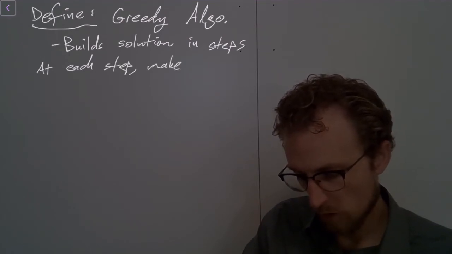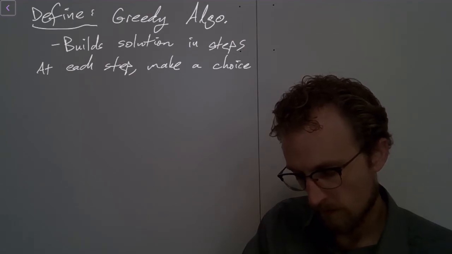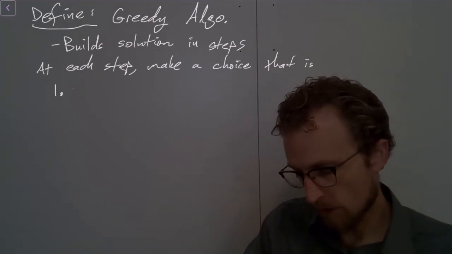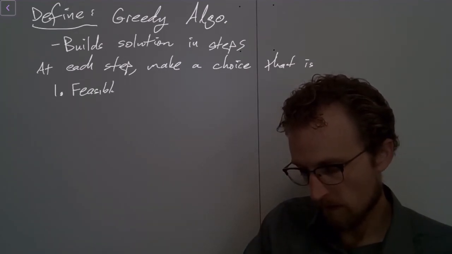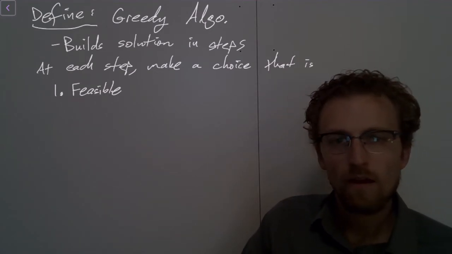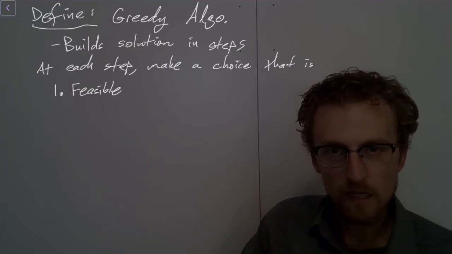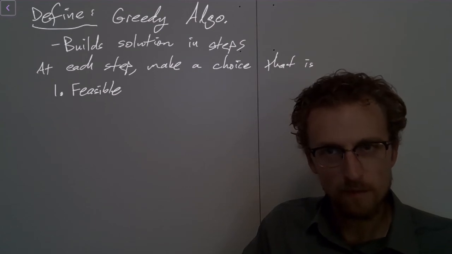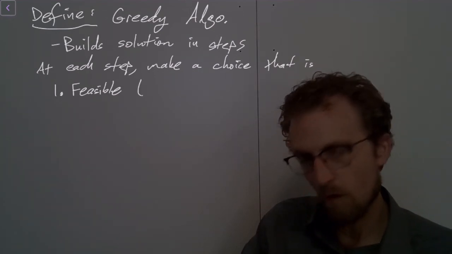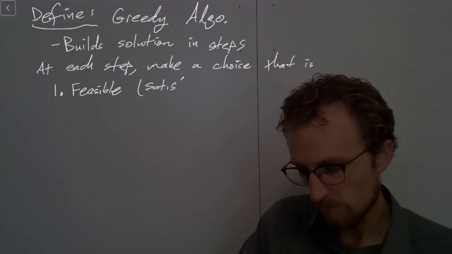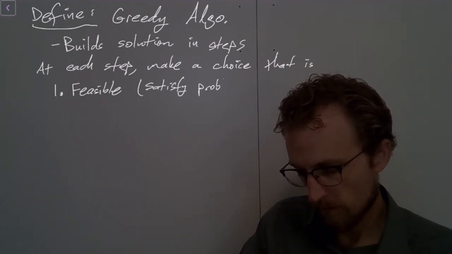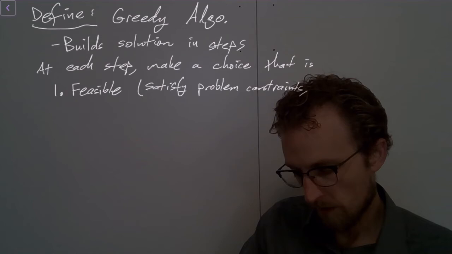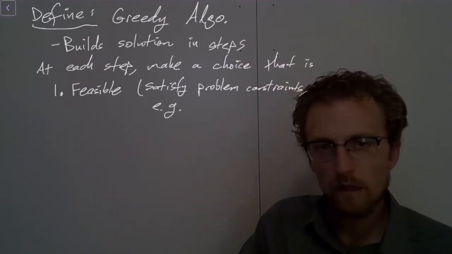At each step we make a choice that is, one, feasible. This is the obvious piece. For example, if we're thinking about this in terms of the knapsack problem, we're not allowed to add something to the knapsack that doesn't fit in the knapsack. So it has to obey the rules or satisfy the problem constraints, for example, can't overflow the knapsack.